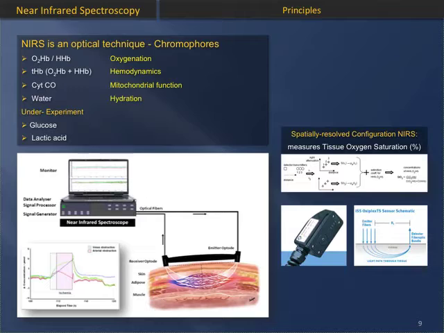There are some advanced NIRS configurations that can provide an absolute measure of tissue oxygen saturation, an absolute number, which is very practical in medicine. One of them is the spatially resolved configuration. Instead of just one emitter and one receiver, there are several emitters at a fixed distance, and using an algorithm, this configuration can define the oxygen saturation of tissue.